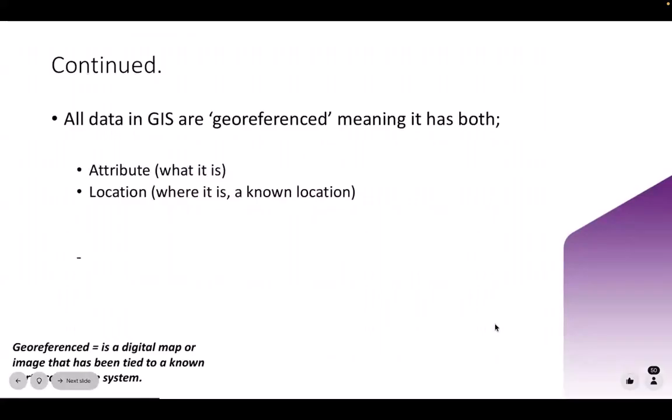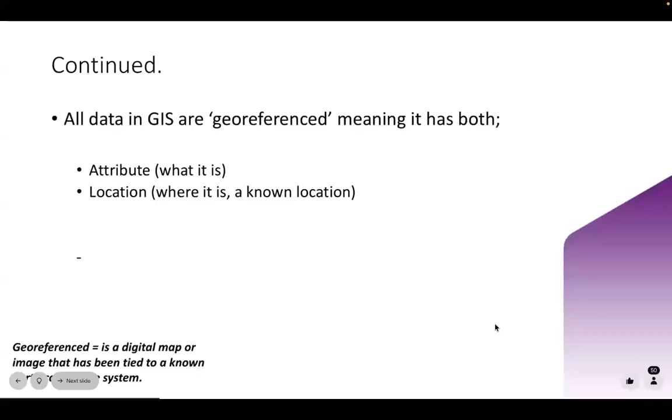Geographical information contains either an explicit geographic reference, such as latitude and longitude, or national grid coordinates, or what we call an implicit reference, such as an address or a postal code.